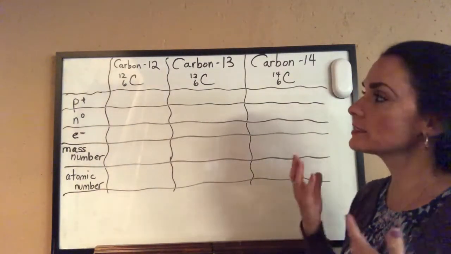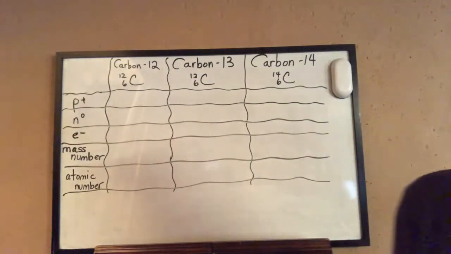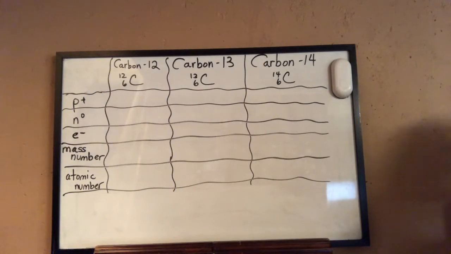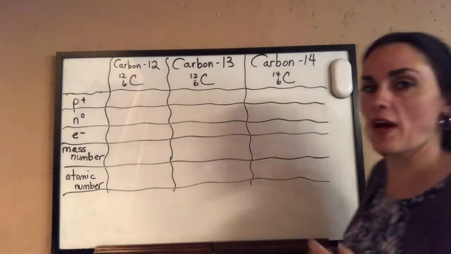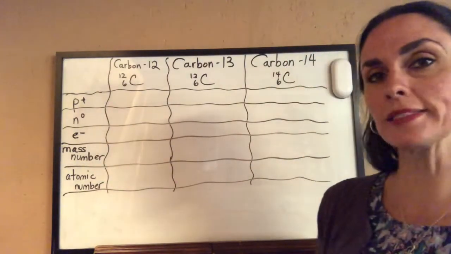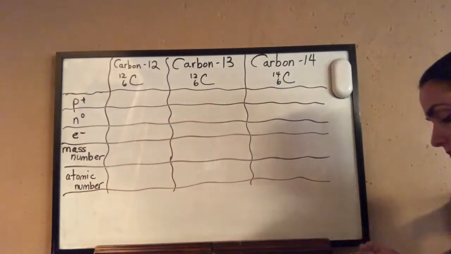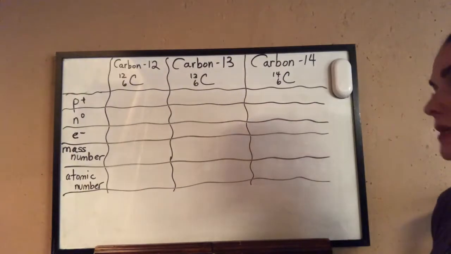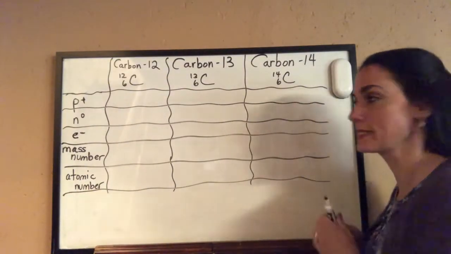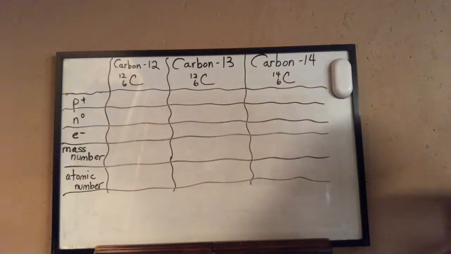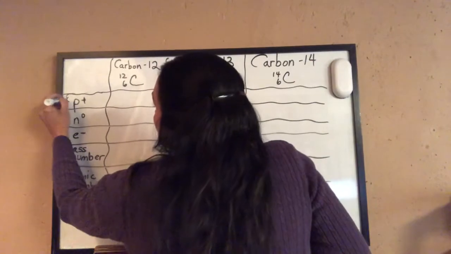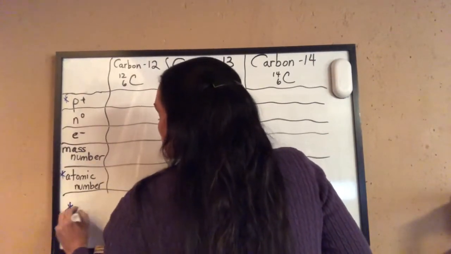Okay, let's look at these three individual isotopes, and from the nuclear symbol or the isotope symbol, let's complete the chart with the following number of subatomic particles: protons, neutrons, electrons, the mass number, and the atomic number. Now, remember, atomic number and number of protons are always the same. So protons and atomic number are always the same.